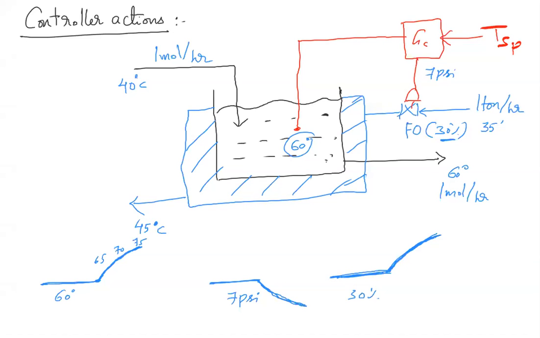Now with respect to the controller, its input is 60 degrees, its output is 7 psi. If the plant sends 60 degrees, it will send 7 psi. Suppose the 60 degrees is increasing, it decreases the pressure signal. Correct or not? If the temperature of the CSTR is increasing, it has to open more cooling water. So to open more cooling water, it will decrease the pressure signal. Is it right or not? Is everybody with me?